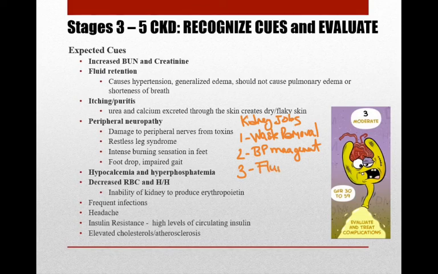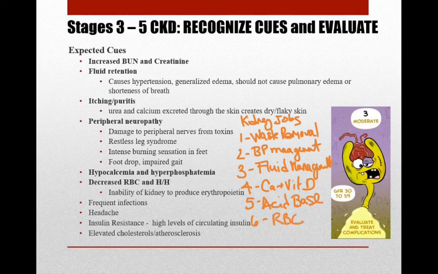let's say, fluid. I might be out of order from my other slides. Fluid management. Number 4, I'll come across it. Number 4 would be calcium and vitamin D. Number 5, I'm missing one. Oh, the big one, acid base. And number 6 will be red blood cells. So let's keep that off to the side. Sorry about the scribbles there. So that we can really see what we expect.